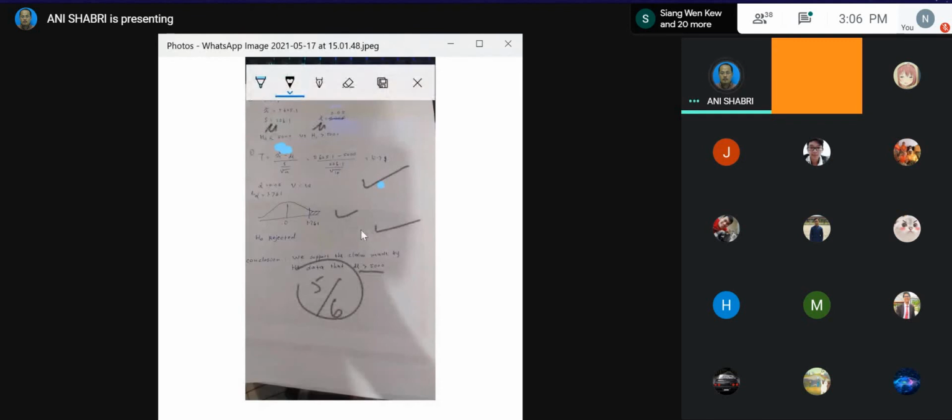Siapa seorang sama? Okay, ini dah siap ni. Okay, ni pun dah siap.